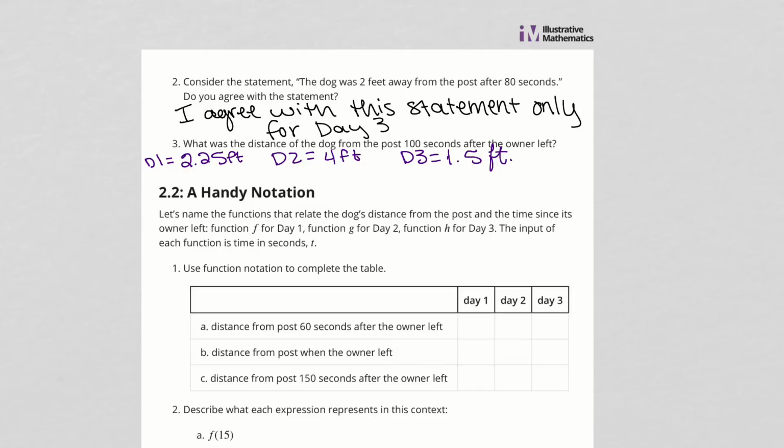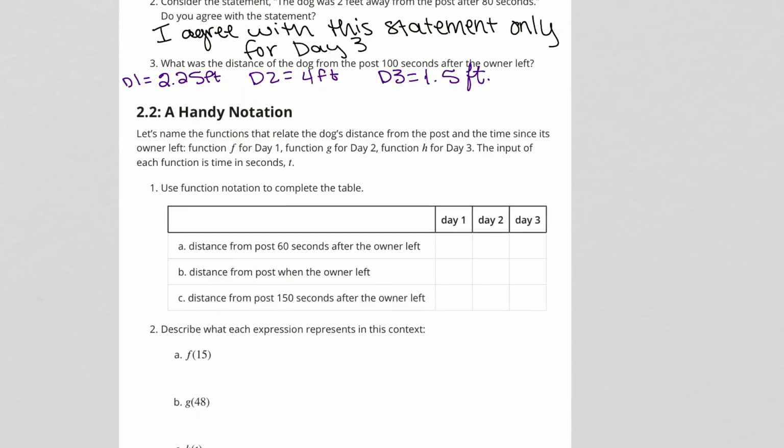All right. A handy notation: let's name the functions that relate to the dog's distance from the post and the time since its owner left. Function f for day 1, function g for day 2, and function h for day 3. The input of each function is time in seconds, so t. So use function notation to complete this table.